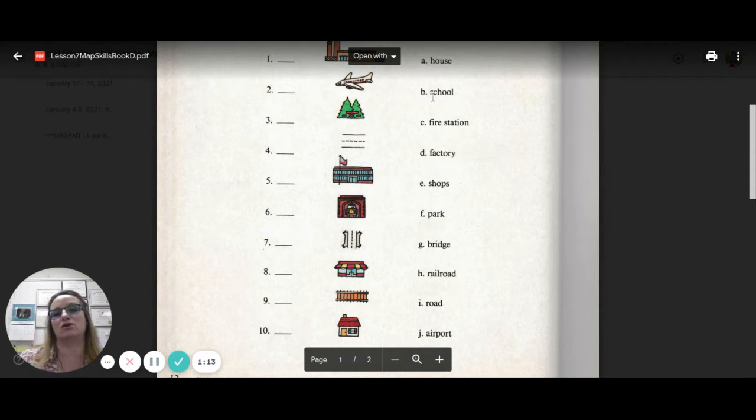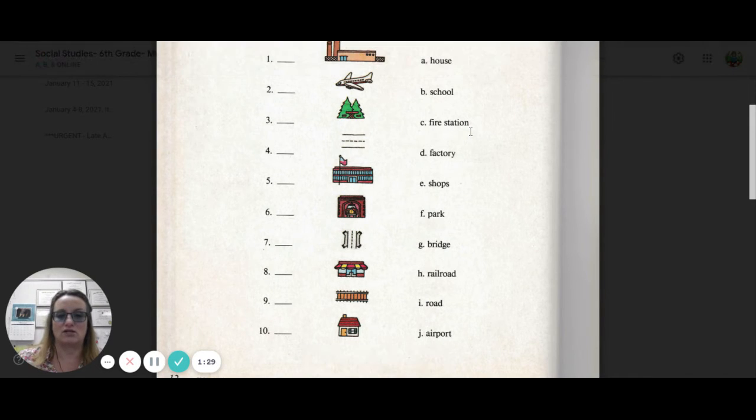If some of these buildings are confusing, you might just want to circle the whole thing and come back to it. So if you don't know which one is a school, circle it and then come back to it later. Just remember whichever ones are blank, those are probably the ones that need to be filled in. C is a fire station. D is a factory. So look for the factory and put a D beside it.